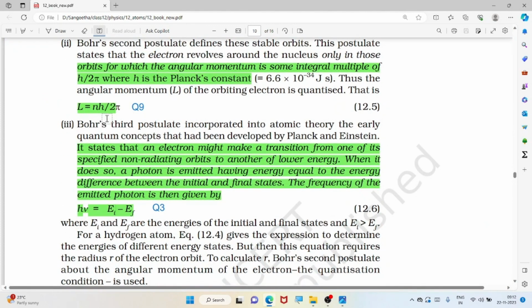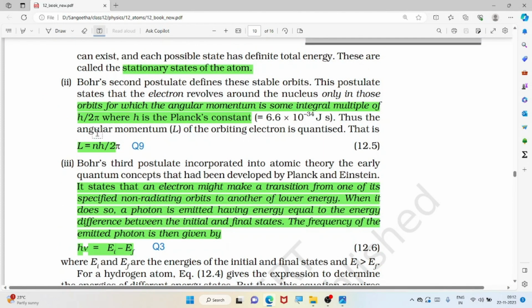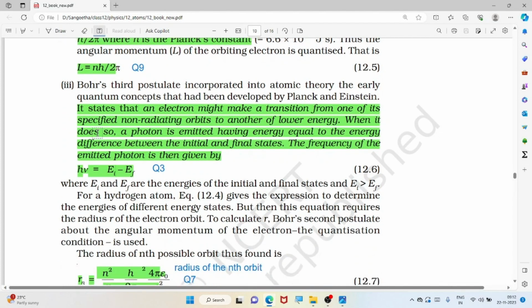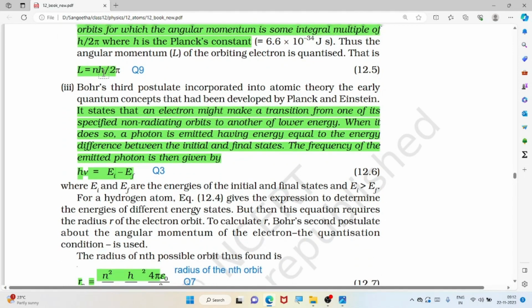L equal to nh by 2 pi, that is L equal to mvr. So substitute that and you will find the quantum number.